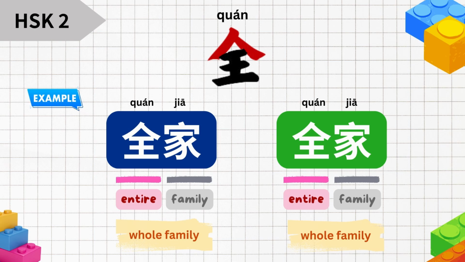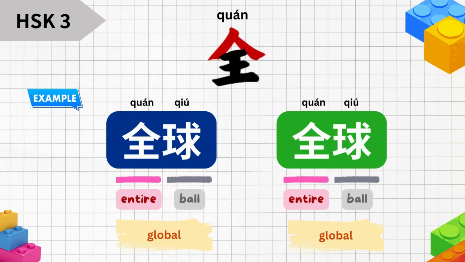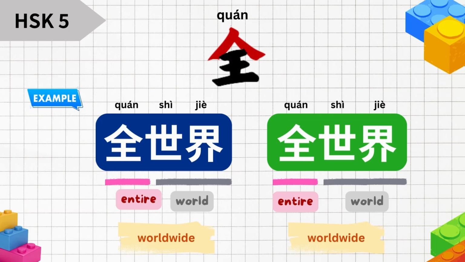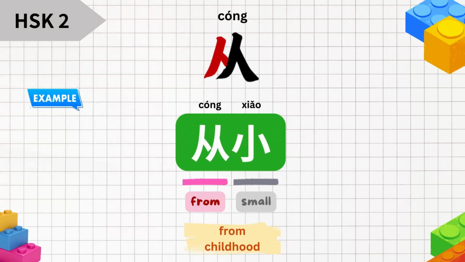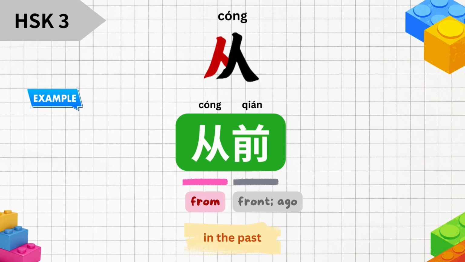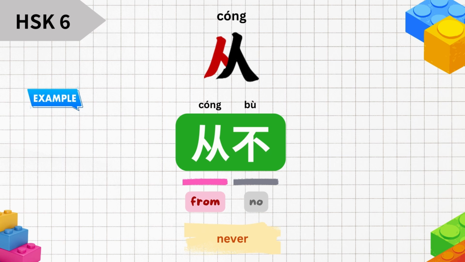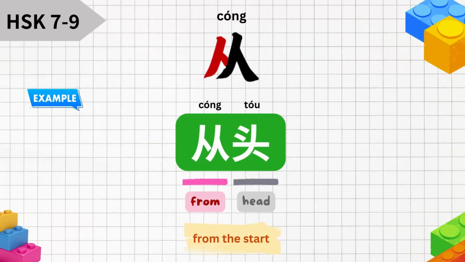For example, with 全, we have 全家, 全球, 全世界, 全方位. With 从, we can form 从小, 从前, 从不, 从头.